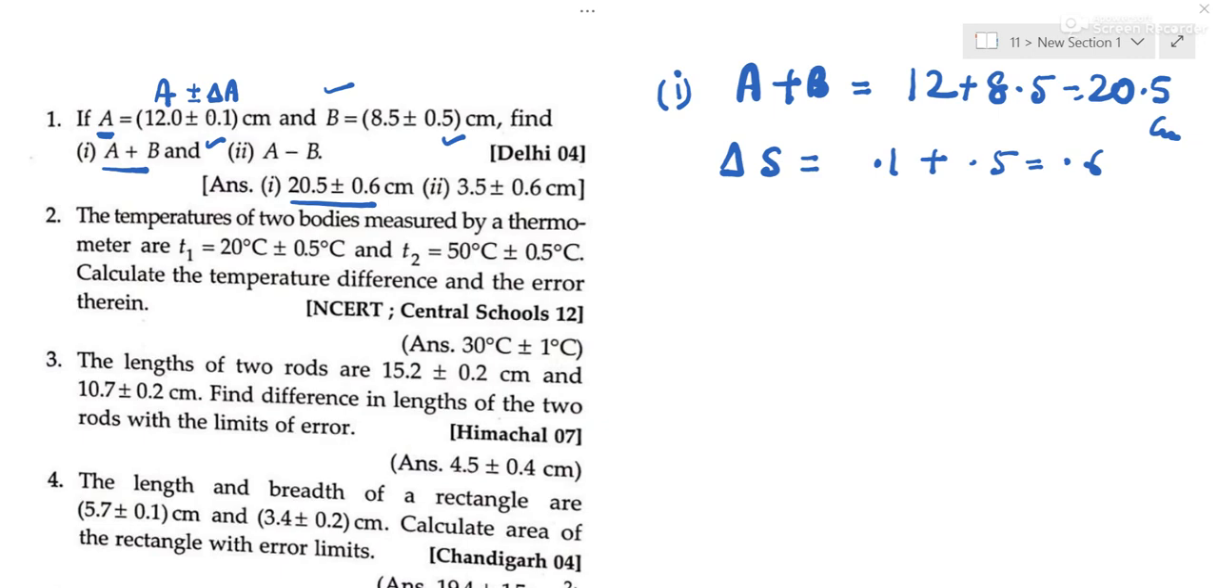But in case of subtraction, we'll have to find out, you can see, the second part is A minus B. So main values will be subtracted. 12 minus 8.5, 3.5. But error would be added. So you can say it is still 0.6, and this is how we report the answer. Main value plus minus error. But it has to be duly solved, like show the steps of addition.